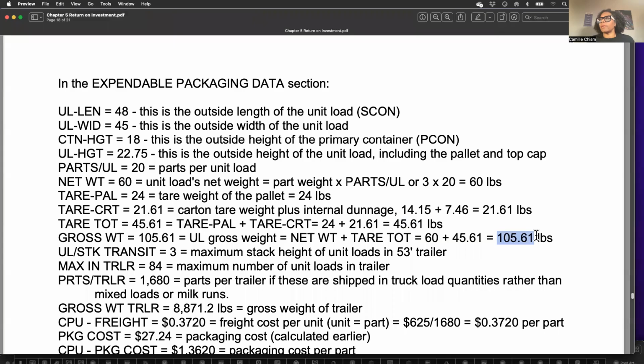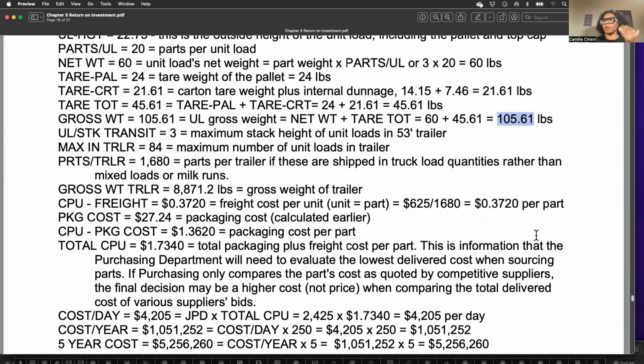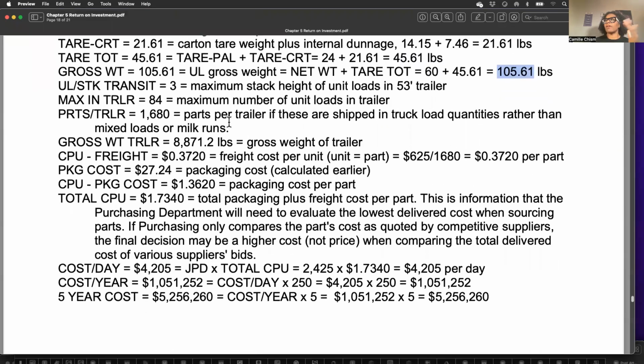You also have information about the stack height in the trailer of the unit loads. So this one shows they're stacking 3 high. The max number in the trailer is going to be 84. Parts per trailer, we can go through all this, but basically once they have all that information, they can calculate the cost per unit for the freight. So they can take that freight cost per unit, and that's going to be the 625 divided by 1680 to get just over 37 cents per part.